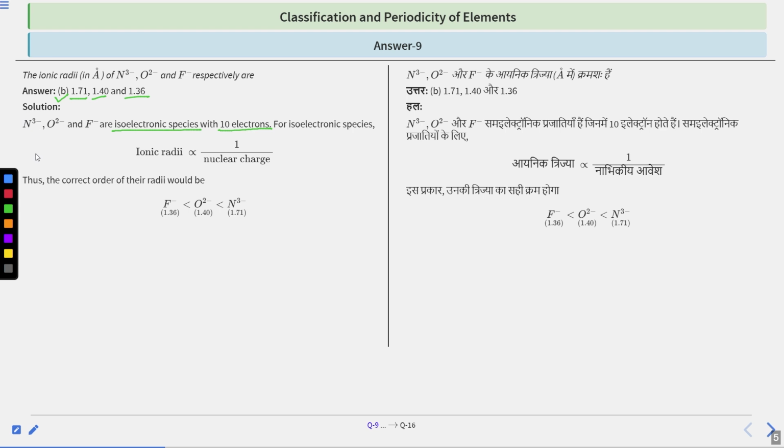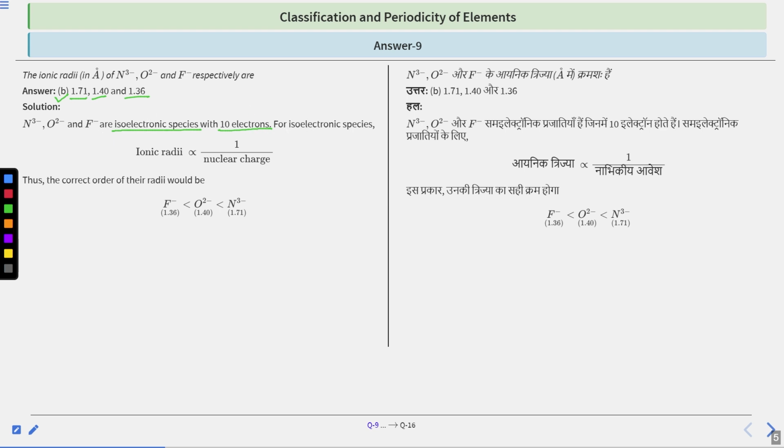Nitrogen has 7 electrons, but as it has a charge of 3 negative, that means it has gained 3 electrons. So 7 plus 3 is 10. Oxygen has atomic number 8, that means 8 electrons are present in the oxygen, and 2 negative charges on the oxygen mean it has gained 2 electrons, so 8 plus 2 is 10. And fluorine has 9 electrons initially, but it also has a negative charge, so it gained 1 electron, so 9 plus 1 is 10. So all three of them have 10 electrons.